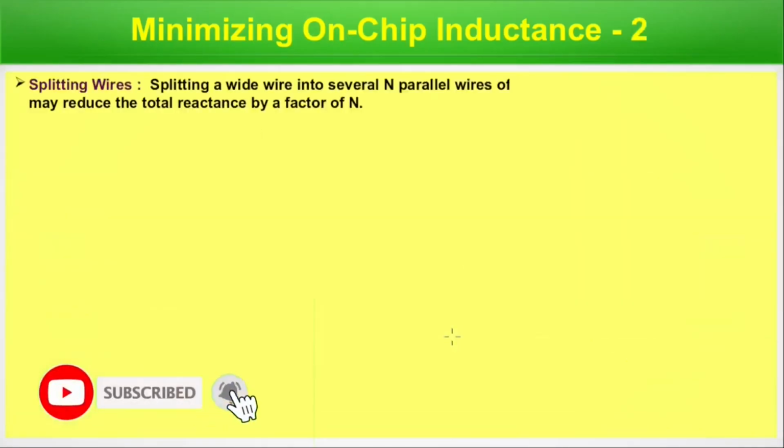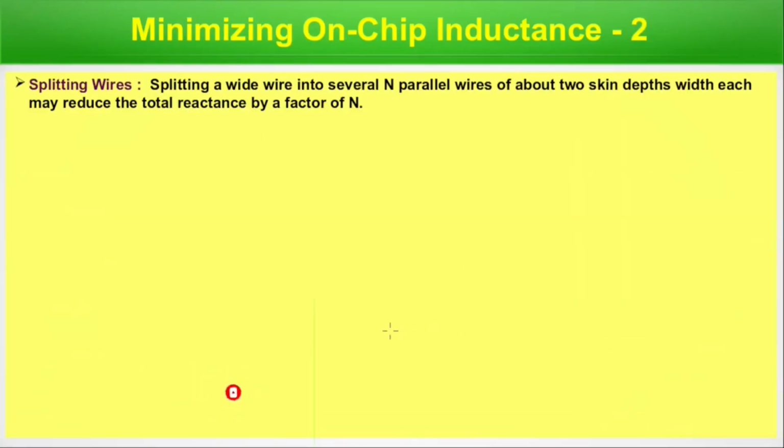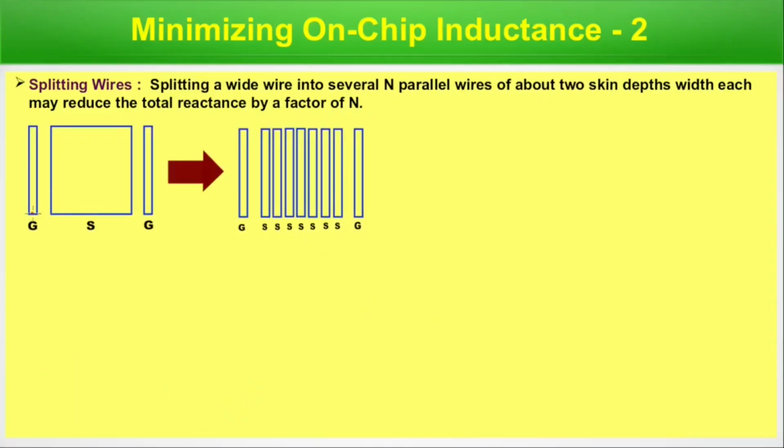Splitting of wires. There are two ground paths, and this is the signal wire. Splitting a wide wire into several n parallel wires of about 2 skin depths each may reduce the total reactance by a factor of n. That's one method. Another method is a continuous power or ground plane.